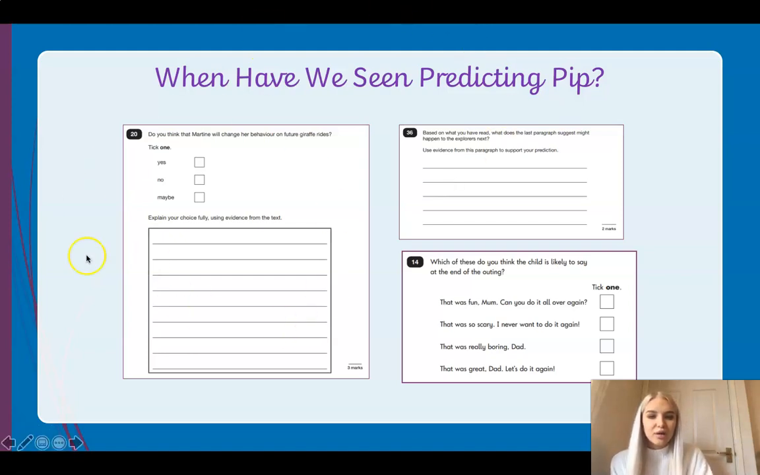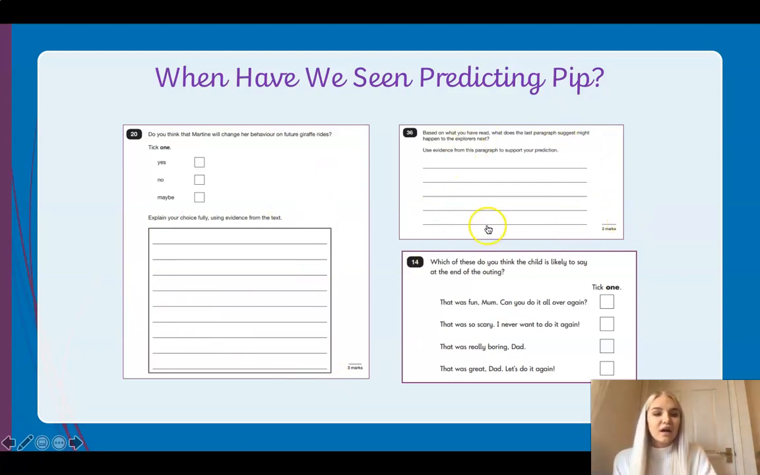Now we've seen that there are 3 different types of Predicting Pip questions. There is this first one here where it's a large question where it gives you a statement and it asks you to tick yes, no or maybe. Then it asks you to explain your choice fully using evidence, and there's lots of space here and 3 marks to grab, so you must make sure you explain in detail.